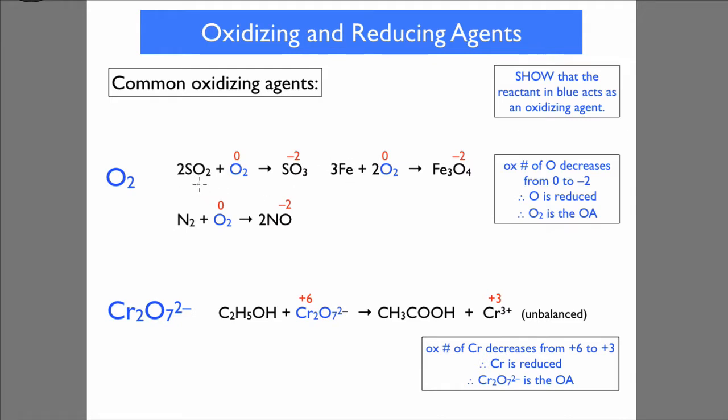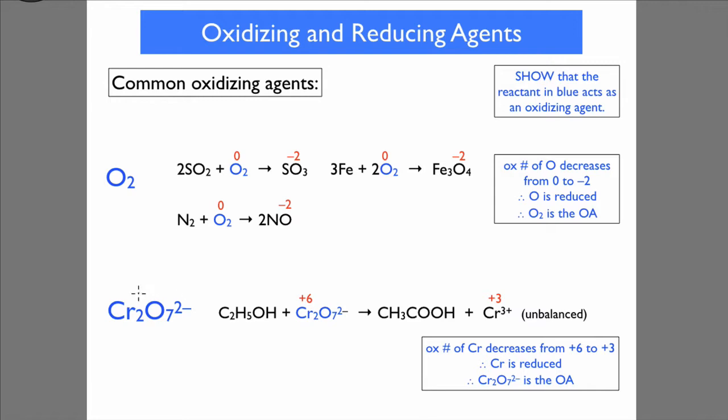Here you can see that the oxygen is going from 0 to -2 in the sulfur dioxide reaction. Similarly, oxygen is going from 0 to -2 in the reaction with iron and in the reaction with nitrogen too. And so the oxidation number of oxygen decreases from 0 to -2 in all three reactions. Therefore, the oxygen is reduced. Therefore, the oxygen is the oxidizing agent.